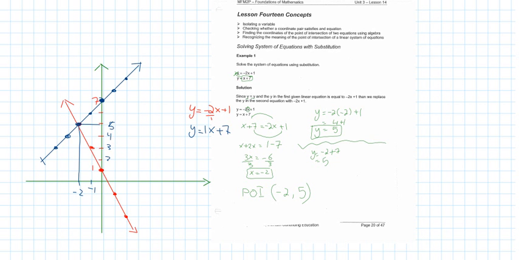But we can't graph every single time, because sometimes my numbers are huge or they're far and then the point can be somewhere in the middle of nowhere. So substitution might be a better solution, okay?